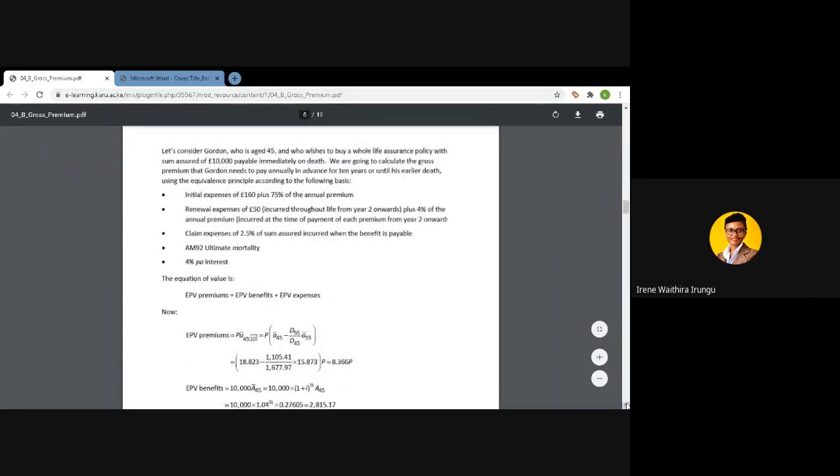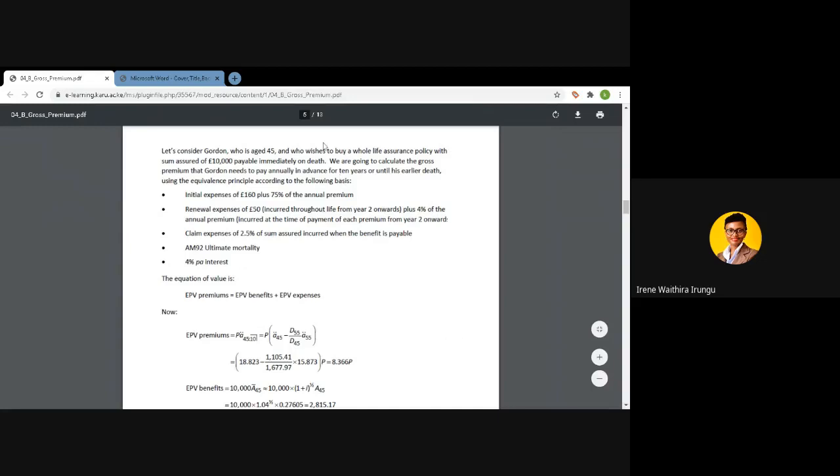So let us consider Gordon, who is aged 45 and who wishes to buy a whole life assurance policy with a sum assured of 10,000, payable immediately on death. So we're going to calculate the gross premium that Gordon needs to pay annually in advance for 10 years or until his earlier death, using the principle of equivalence according to the following basis.